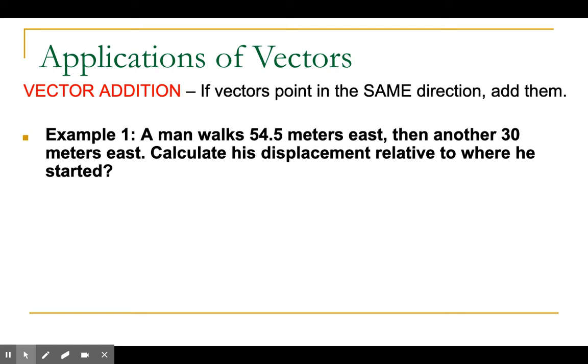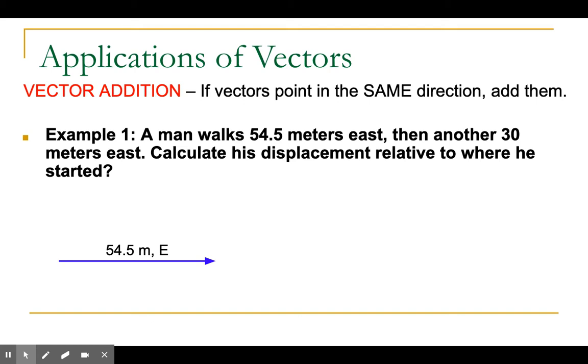So let's start out with our first vector. A man begins at the origin. He then walks 54.5 meters to the east. Note how our arrow is pointing due east. We'll label that vector with the magnitude as well as the direction. So from the origin, he walks 54.5 meters in the east direction. Then another 30 meters in the east direction.